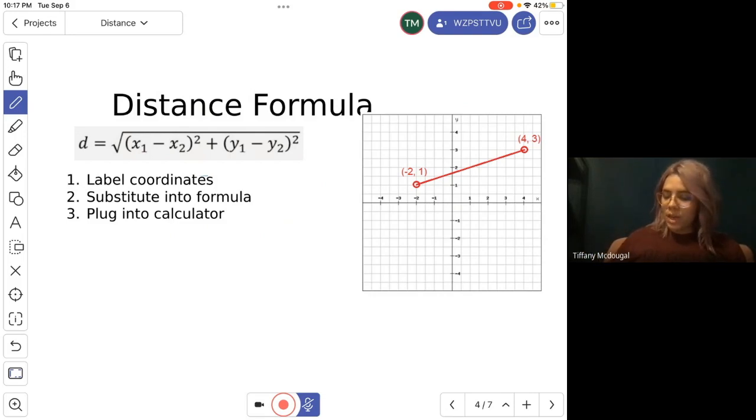All right, so if we have something like this, the first thing I'm going to do is label my coordinate points. And you can see this is the exact same triangle that we were just using, but I'm going to solve it using the formula. So I have x1, y1, x2, y2.